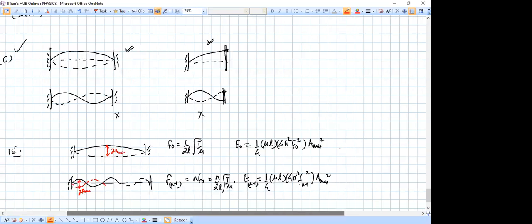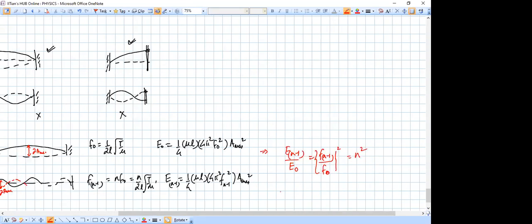So if you compare these, you can see that this will become this, which is nothing but n squared. So we can say that the energy of the nth harmonic, or n minus 1th overtone, will become n squared times E naught, assuming that A max is the same.